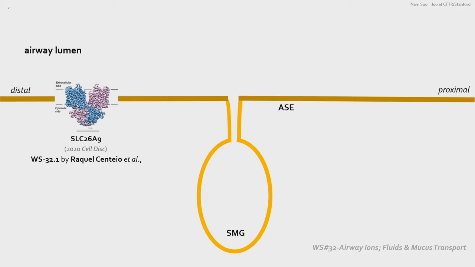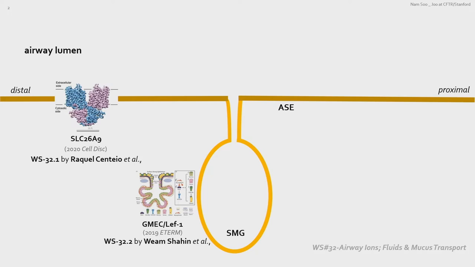And the second speaker is Dr. Wim Shaheen. He's going to discuss glandular myoepithelial cell that may serve as progenitor cell of glandular ionocytes and transcriptional factor LEF1, the role of LEF1 in that process. And the third speaker, Dr. Shoji Luan, he will discuss the effect of hypotonic saline on mucociliary clearance, and it includes neurogenetic component and the role of submucosal gland secretion in this process.